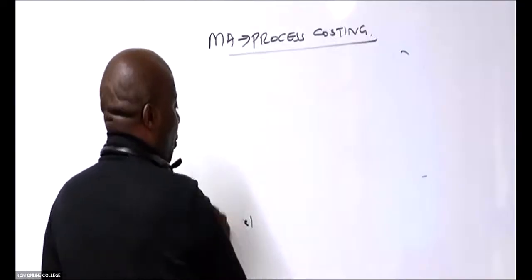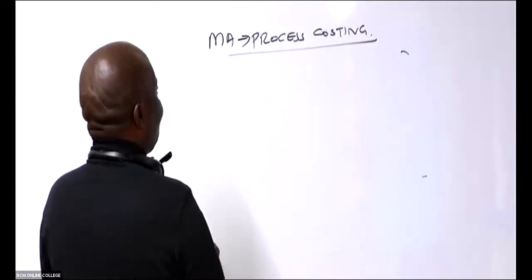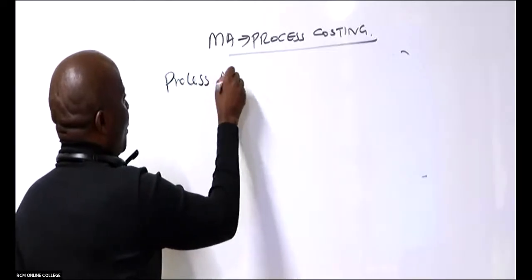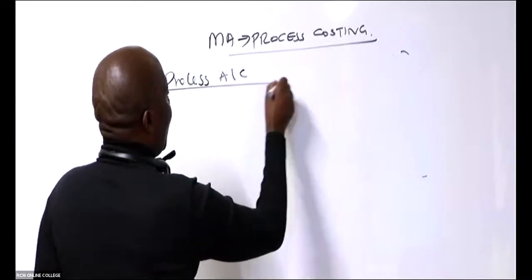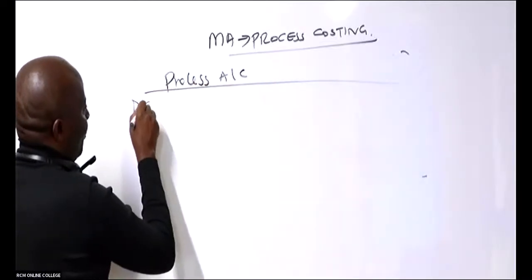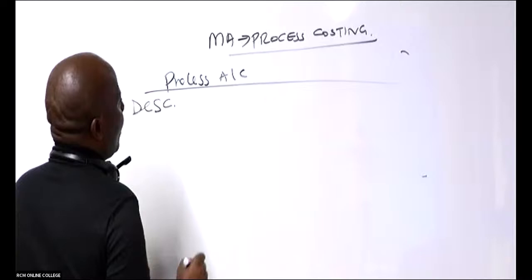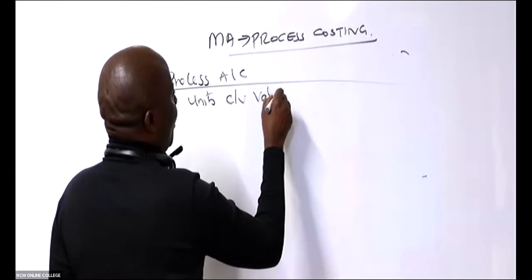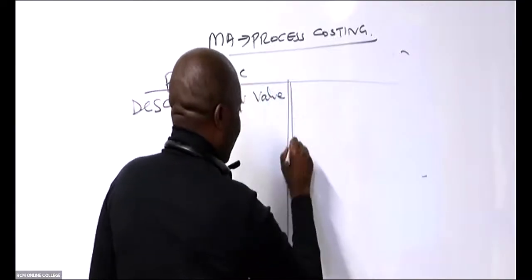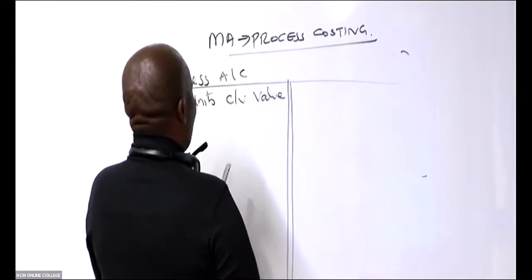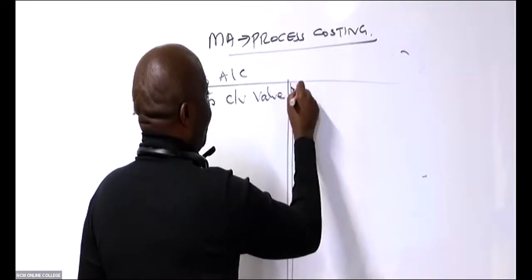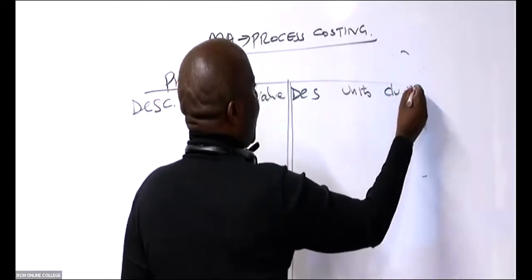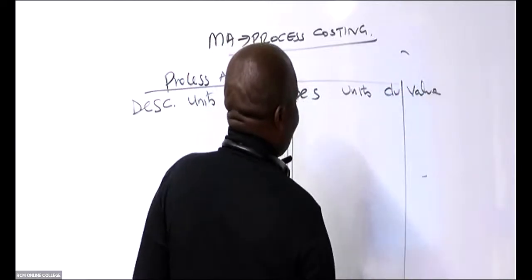And this is how our process account will look like. So we have description, process account. We have units, cost per unit, value. You do like this. So we have description, units, cost per unit, and the value.